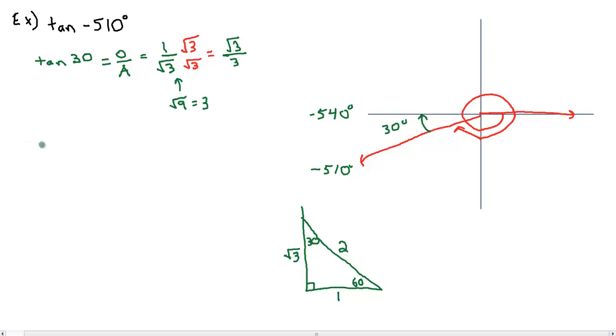That's good, but now we have to go back to our original question. We want to evaluate tangent of negative 510 degrees. So the value, except for being positive or negative, we know that it's going to be the square root of 3 over 3. That was given when we found tangent of 30, but now we have to decide whether this is going to be positive or negative.